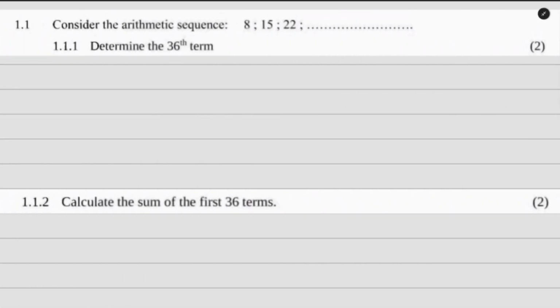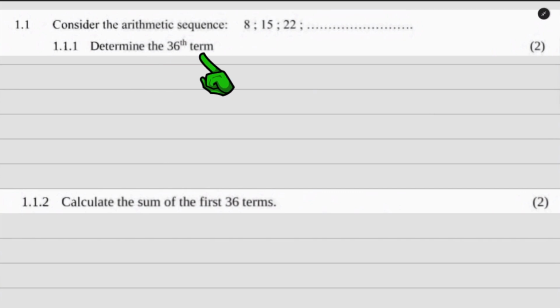How's it, bro? Okay, let's tackle the first question. So they told us we're working with an arithmetic sequence. So we've got special formulas for an arithmetic sequence. And the first term says get the 36th term.